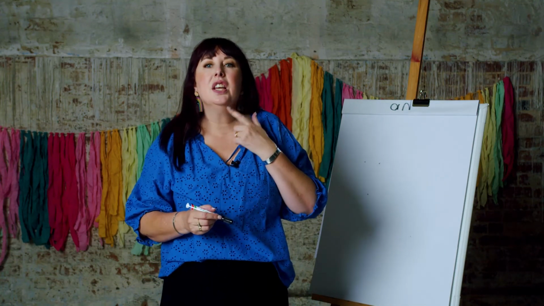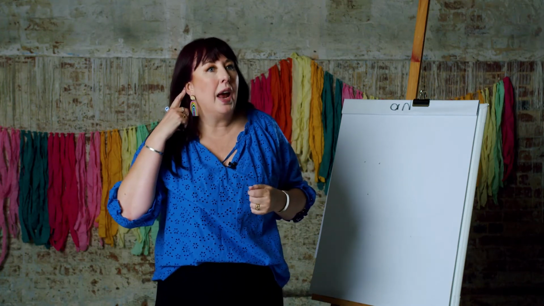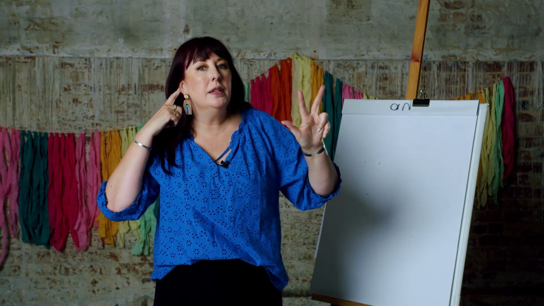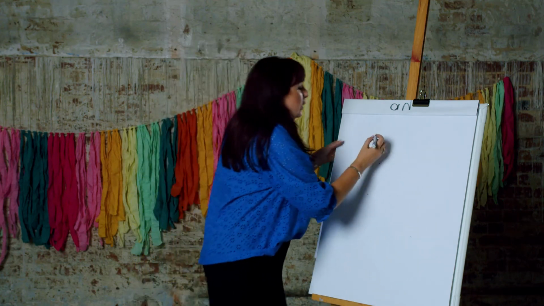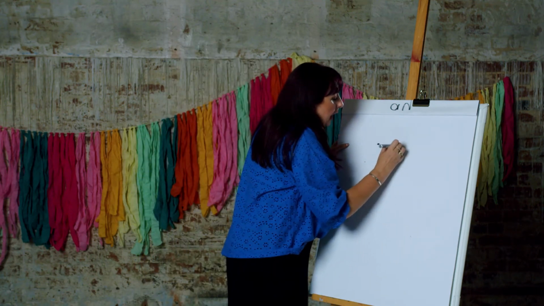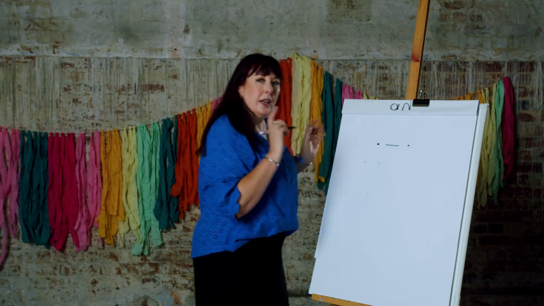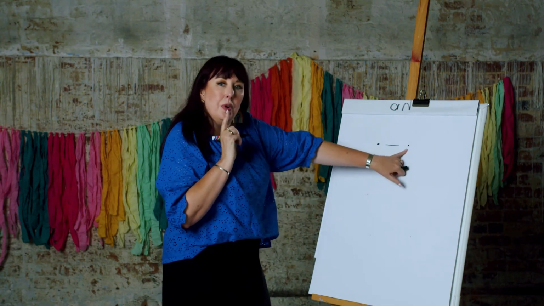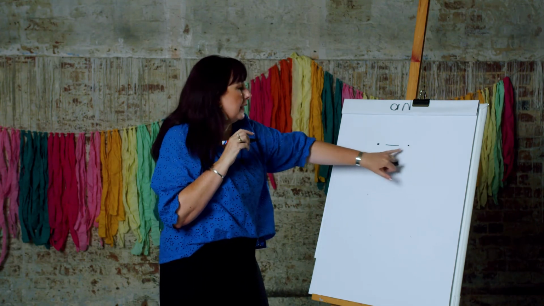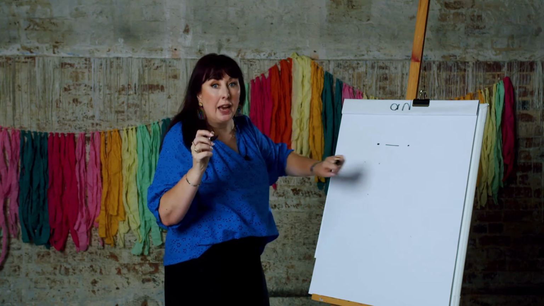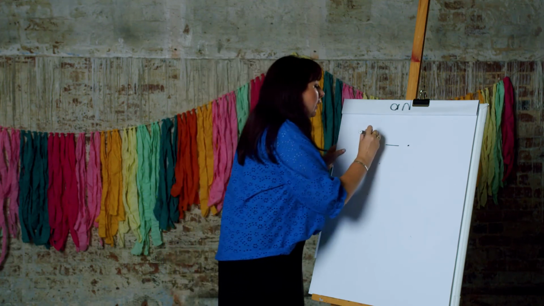The word is rain. Can you hear the N at the end? Say it with me. Rain. R-A-N. Let's write our dots and dashes. R-A-N. Is the A sound at the end of the word? No, it isn't. So I know I need to use the A-I digraph.